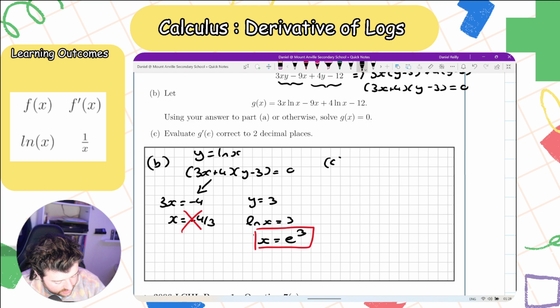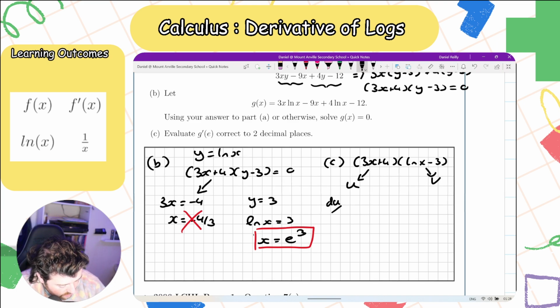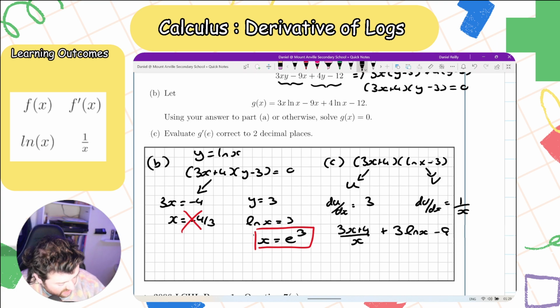And the next one says here, calculate the derivative to correct decimals. So it's easier to leave it in this form here. So I have 3x plus 4 times ln x minus 3. So this is u times v, use the product rule. Multiply them out. U times dv dx, 3x plus 4 over x, plus v times du dx, which is 3 times ln x minus 9.